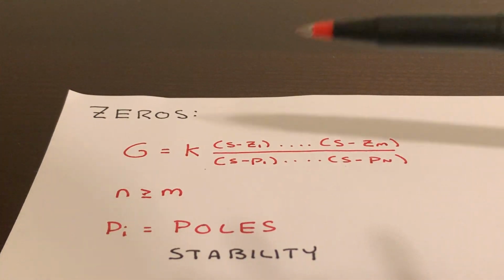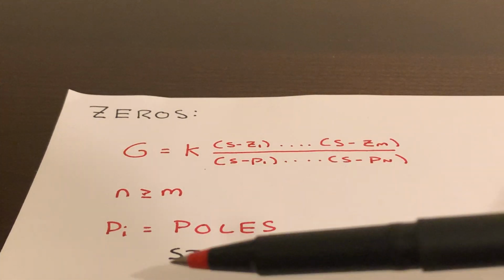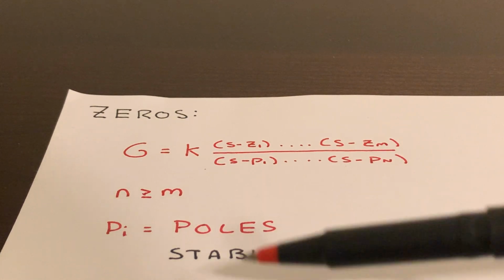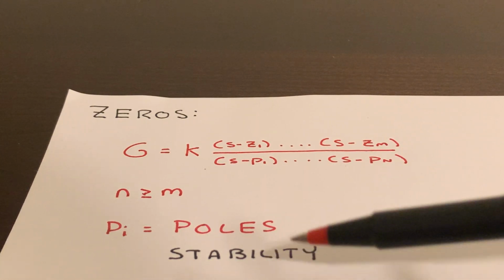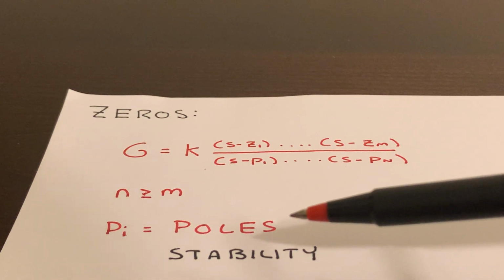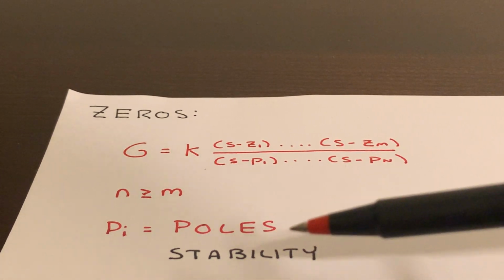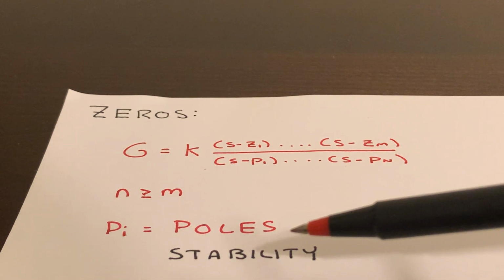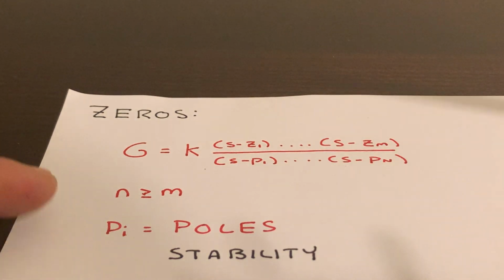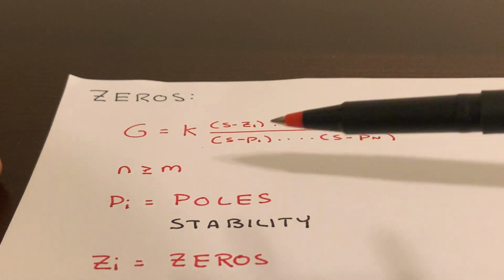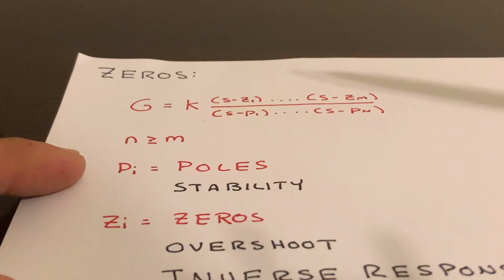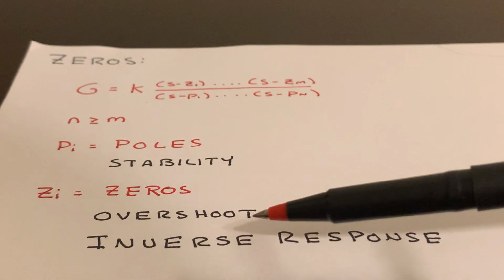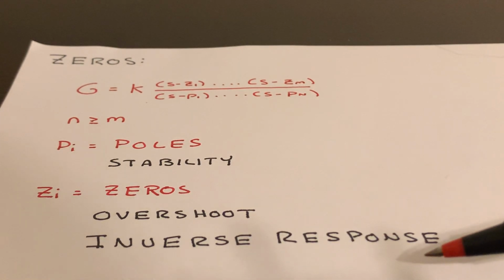Just again, a summary: the p_i in this transfer function are the poles, and these tell us about the stability of the system. The real part of the poles tells us whether the system is stable or unstable, and the imaginary part tells us whether there are oscillations in the response. And now the z_i are our zeros, and zeros can potentially generate overshoot or an inverse response.